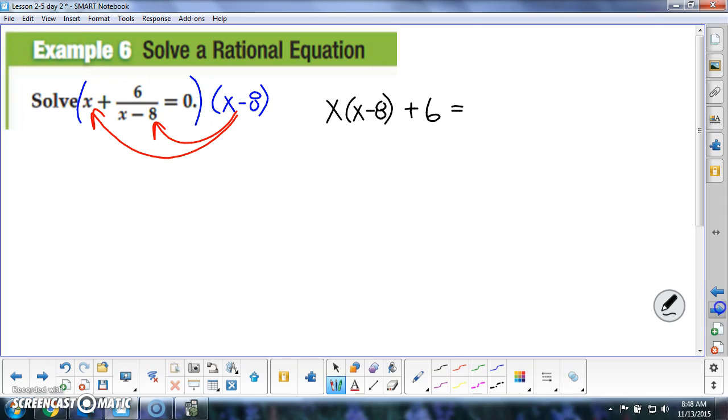And then anything times 0, of course, is just 0. So this equation is much easier to solve. It's a quadratic equation. We get x squared minus 8x plus 6. And now what's different about this problem versus the last one is we have a quadratic that's not factorable. So then we have to use the quadratic formula.